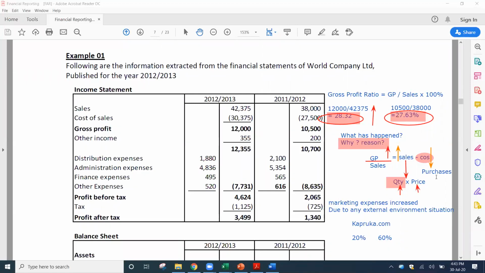That's how you analyze. Or else your import duty taxes have been affected, or the VAT rate has been reduced. So there can be so many reasons. So when you are writing the answer, you can assume that these are the things which have happened for a decrease or increase of these ratios. I was explaining the gross profit ratio. Okay, so let's move on to the next one.